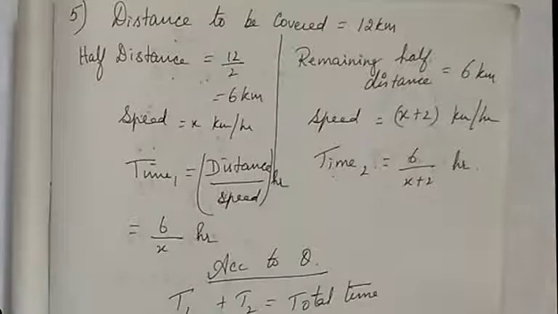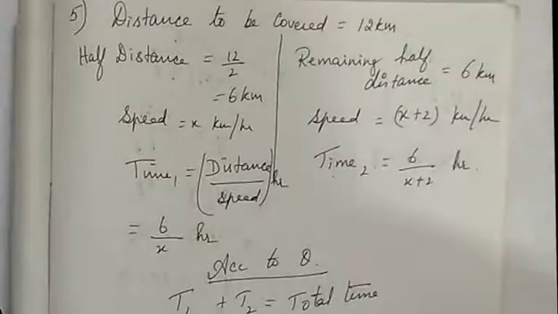Question number 5. A girl goes to her friend's house which is at a distance of 12 kilometer. She covers half of the distance at a speed of x kilometer per hour and the remaining distance at a speed of x plus 2 kilometer per hour. If she takes 2 hours 30 minutes to cover the whole distance, find x.